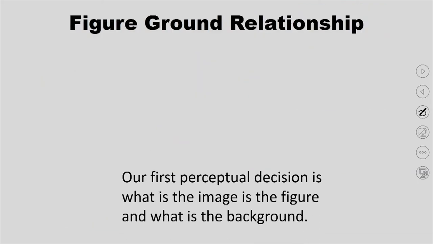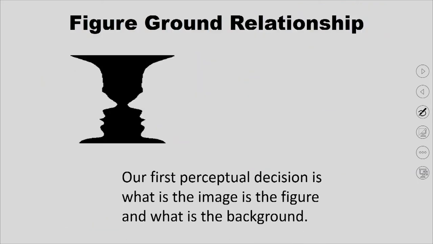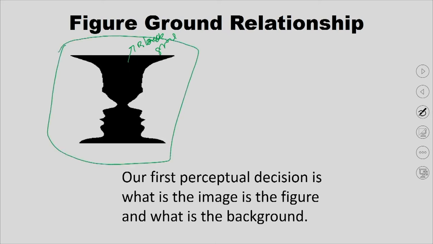Figure-background relationships. Look at this. What do you see? Now it's called a reversible image and it's very easy to see. If you consider the black as the background, the moment you think the black is the background, which means that this figure, if I draw like this, is a cutout. Once this figure is a cutout, you see two people staring at each other. Can you see the two people staring at each other? These are the nose, this is the mouth. But the moment we see the white as the background and black as the figure, you see a vase.